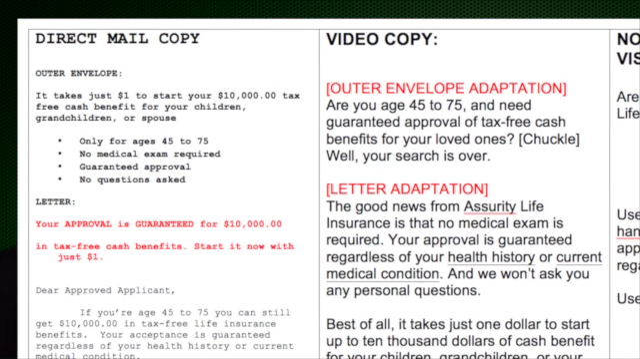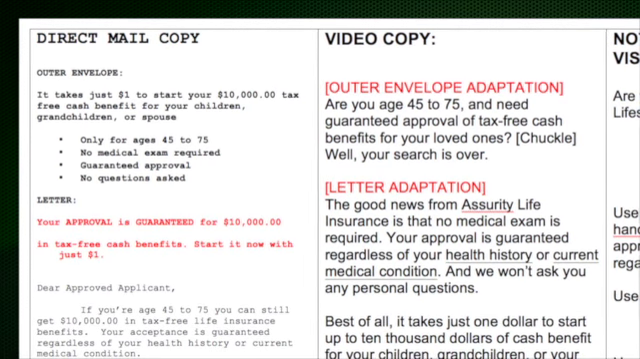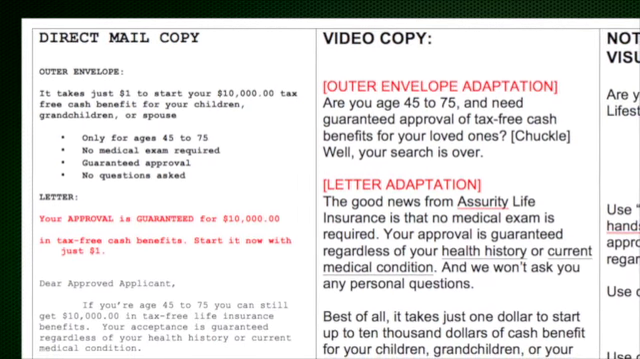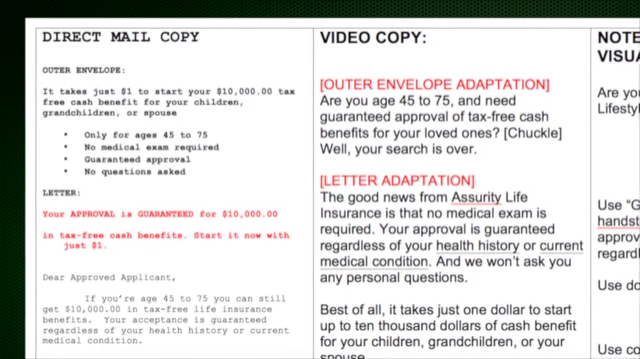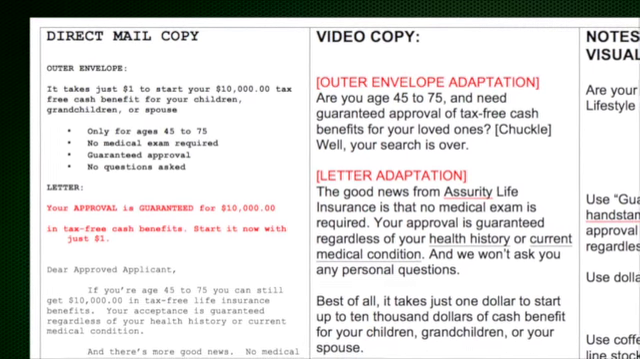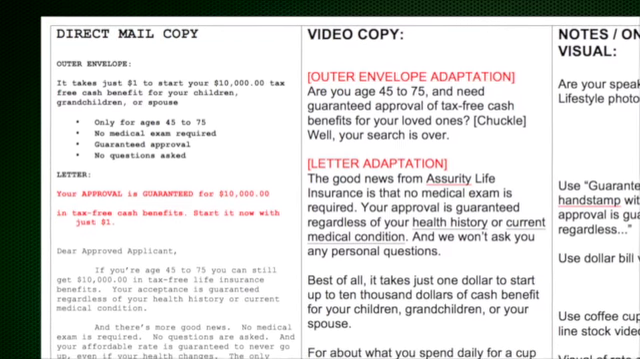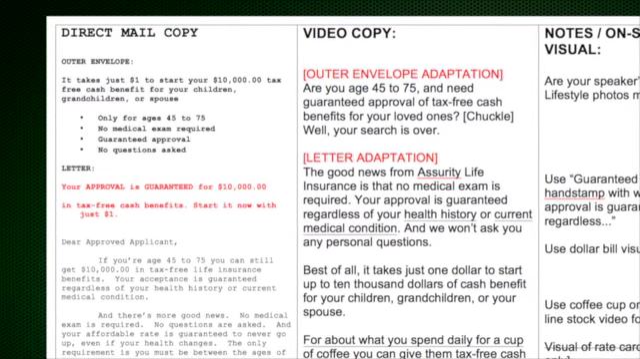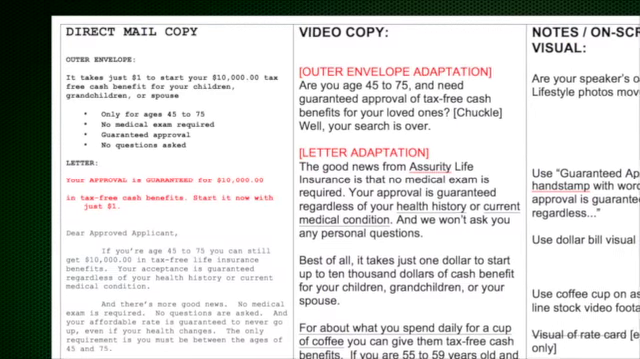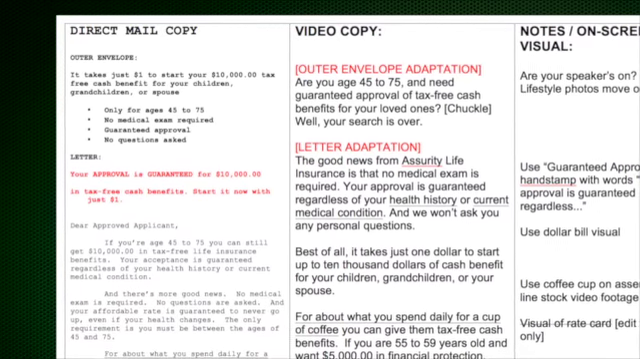Here's how we went about planning the video. I like to use matrices. I think matrices are very, very helpful in sorting things out. In the left column, I took all of the copy, word for word, from the outer envelope, the letter, the lift note, and the certificate, and I put it all there. The middle column is where I did the voiceover scripting.